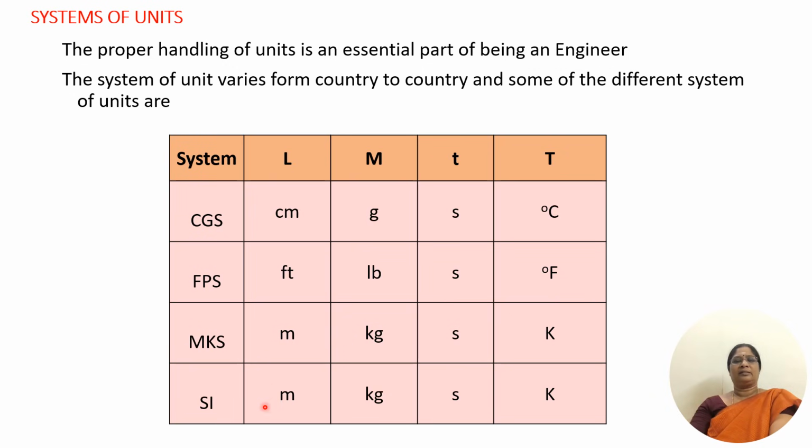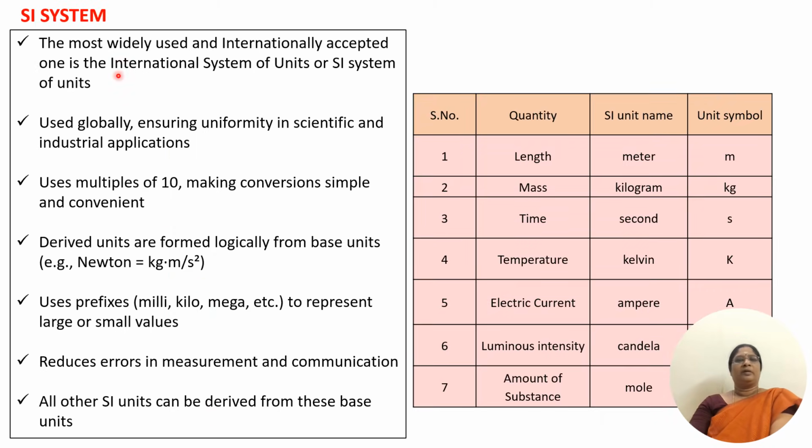The MKS system and SI system more or less have the same units: for length meter, mass kg, time second and for temperature Kelvin. Of all the systems used worldwide, CGS, FPS, MKS and SI, the most widely and internationally used is the SI system. The SI system, the International System of Units, is used globally, ensuring uniformity in scientific and industrial applications.